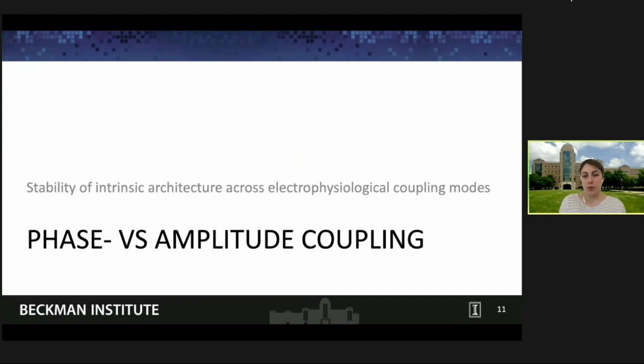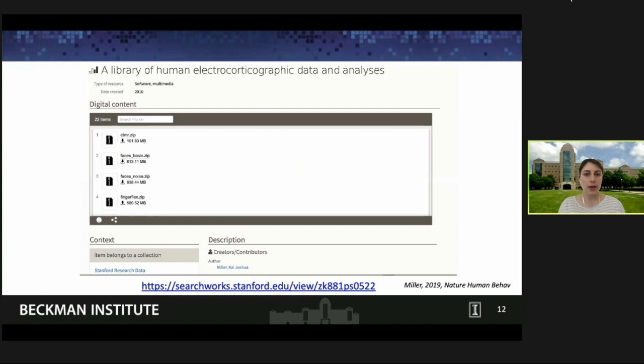Now I'm coming to the stability across the different coupling measures of electrophysiological data. So I'm showing phase versus amplitude coupling. And here I just wanted to mention that for all the work that I'm showing after this, I've decided to show you data from a publicly available library. So this might be a great resource for all of you who don't have direct access to this precious invasively recorded human data.